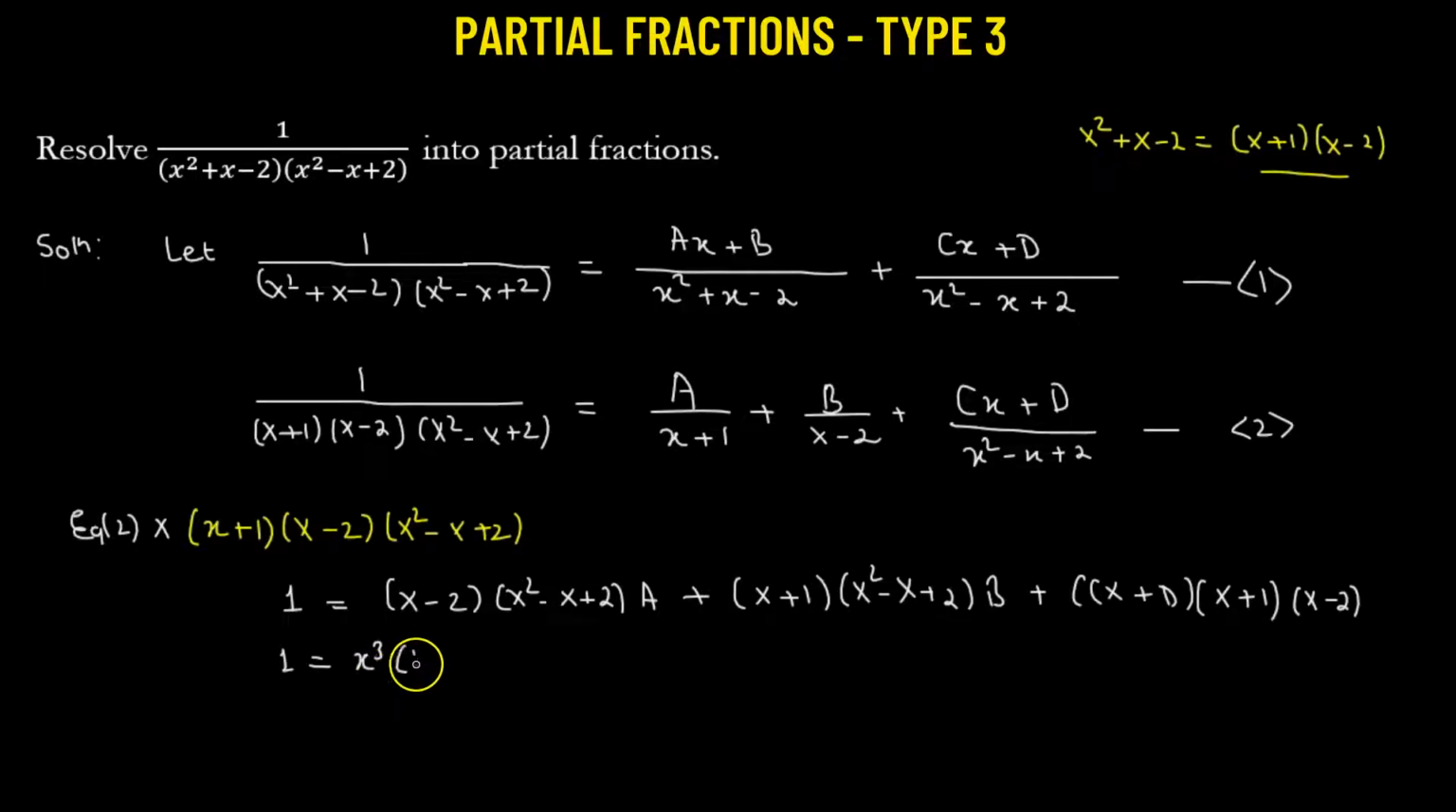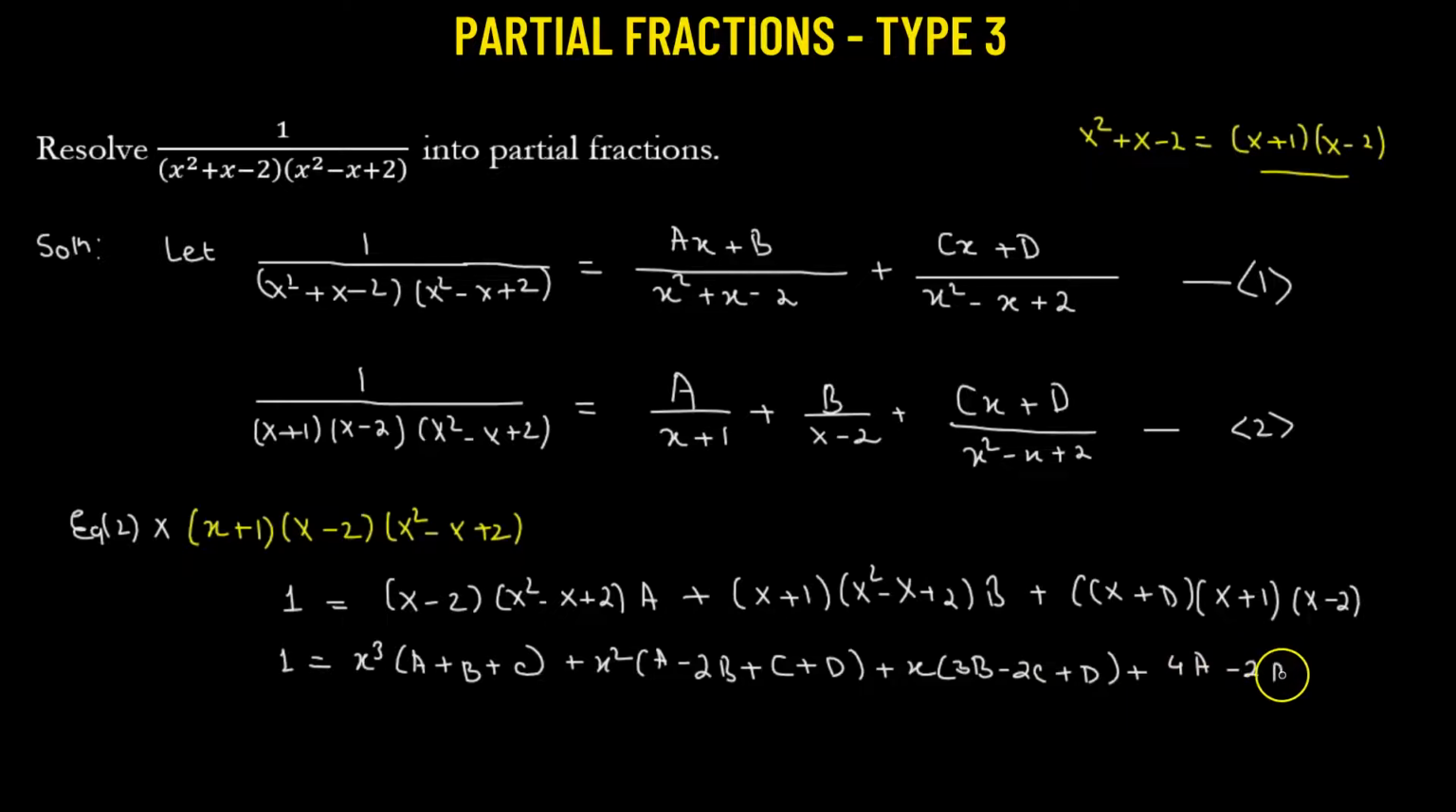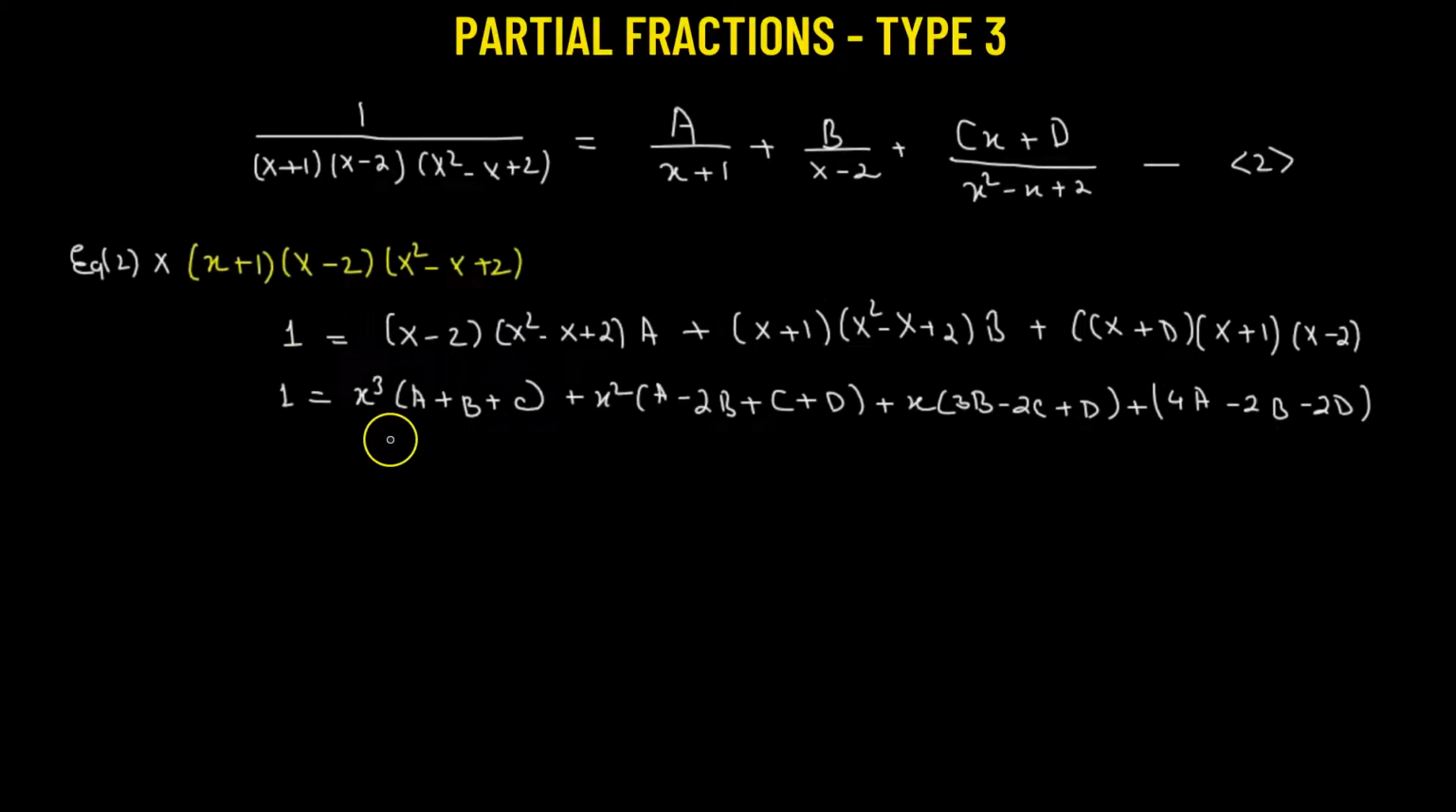So we'll get x cubed and its coefficient is going to be a plus b plus c. Then we have x squared with coefficient a minus 2b plus c plus d. Then we have x with coefficient 3b minus 2c plus d, and then we have the constant 4a minus 2b minus 2d. Fine. We can observe here that on the right hand side we have four terms. The first contains x cubed, the second contains x squared, the third contains x, and the fourth is the constant term. Whereas on the left hand side we only have a constant term 1. So we can rewrite it as 0 times x cubed plus 0 times x squared plus 0 times x plus 1, such that we also have four terms on the left hand side.